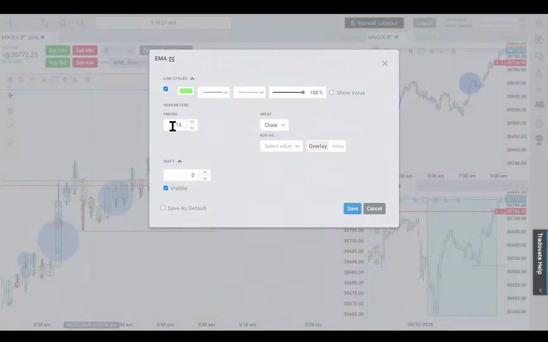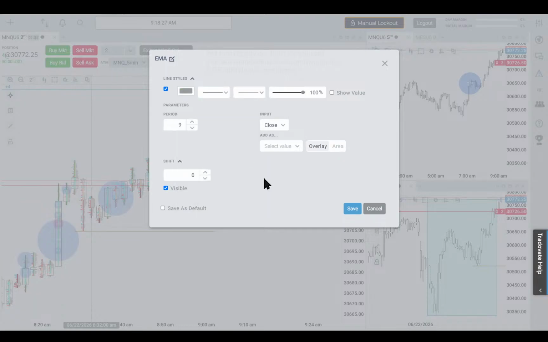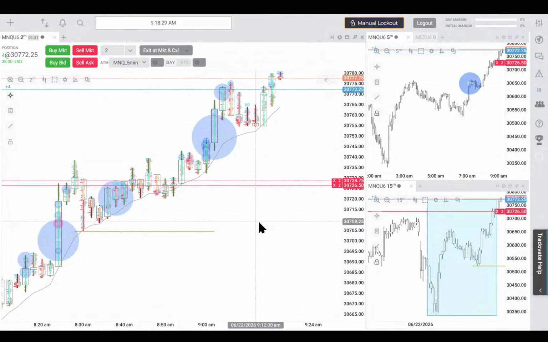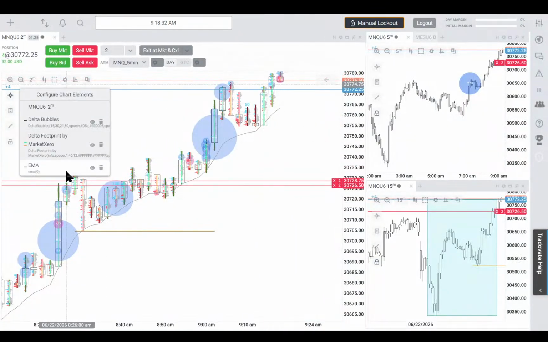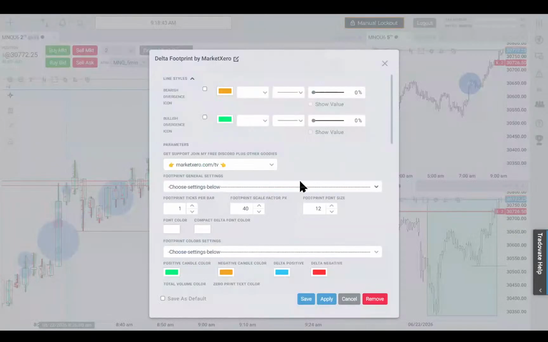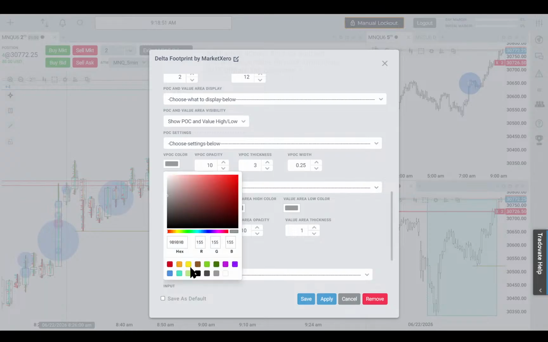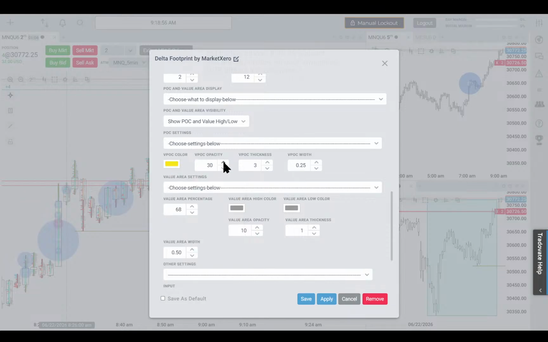I'm gonna add the EMA. Here's the idea. EMA color. Let's go gray. Cool. Save. All right, so the EMA, we're gonna hide it for now, but we just added it to the chart. So here's the thing. The POC. Oh yeah, that's the POC as well. Value area. VPOC. Yellow. Let's go orange. Let's go yellow. At 0.5. Thickness 3.